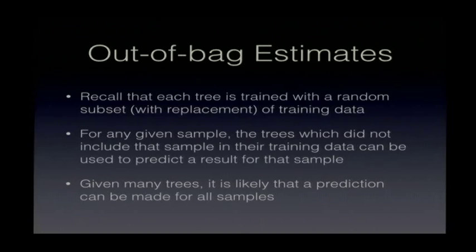So what do we do? We take those trees that this sample was not used in, and we use them to predict a result for that sample, and then we do that for every sample. As long as you've got enough trees, you'll be able to get a result for every single sample, and then you'll be able to measure the result for that sample, and that gives you an estimate of how well your random forest is performing, and then you can use that to optimize your tuning parameters.